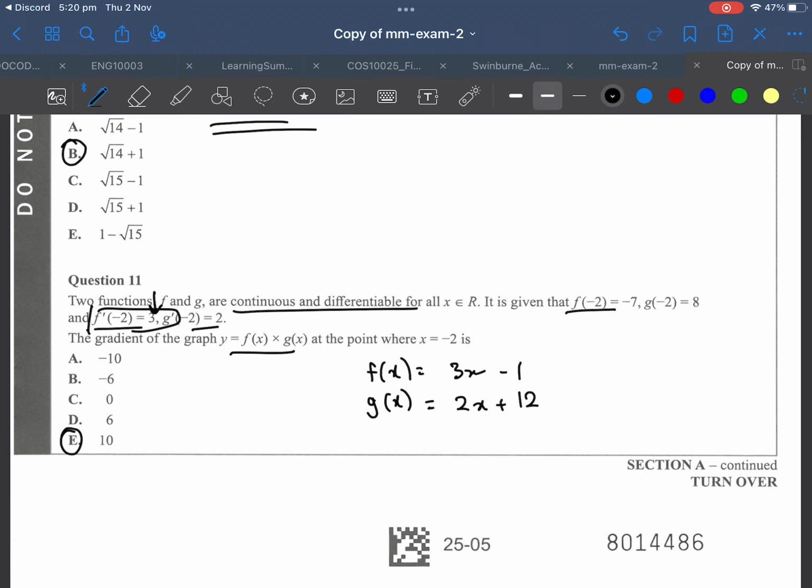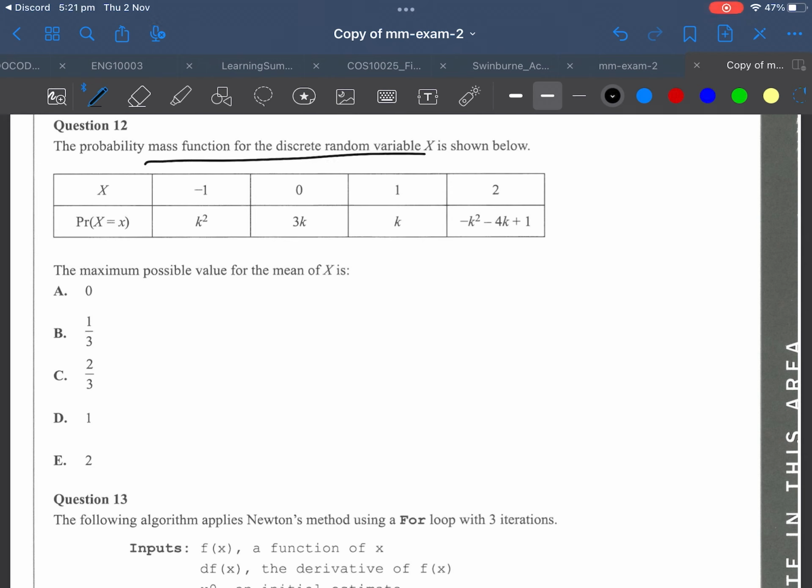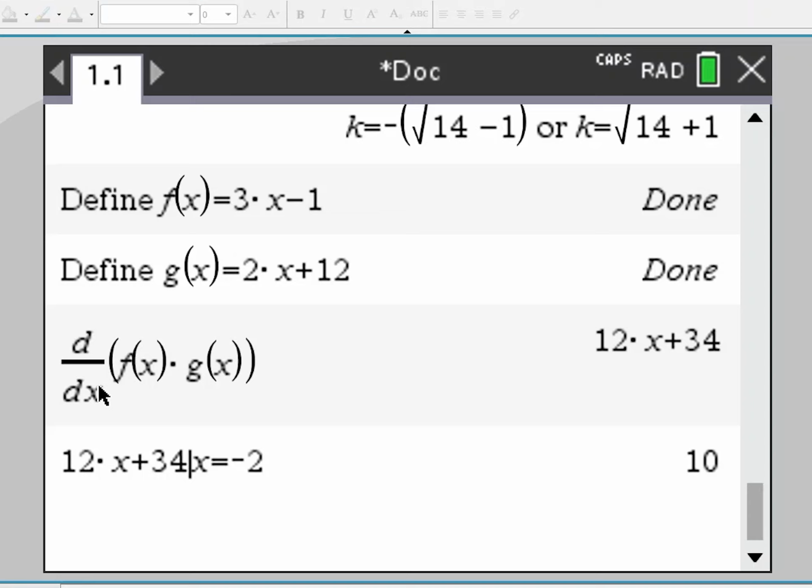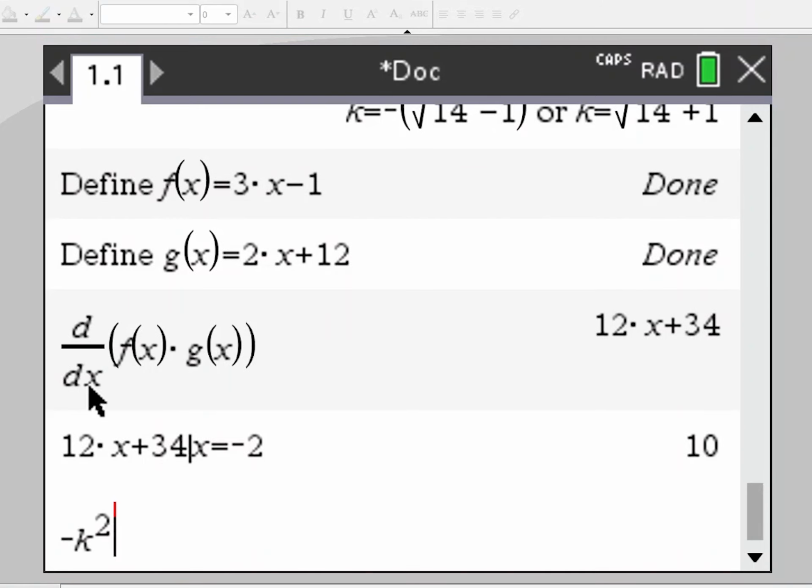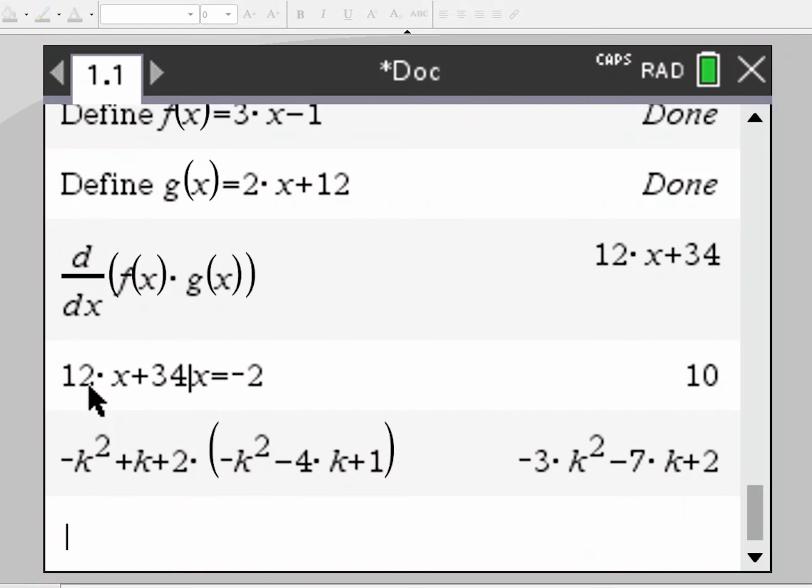Alright, moving on. The probability mass function for the discrete random variable is shown below. The maximum possible value for the mean of x is... Okay, so our mean is going to be defined by (-k squared plus k plus 2) times... -k squared minus 4k plus 1. I'm just going to add all of this in CAS because I don't trust myself doing all the algebra. I can make silly mistakes and I do not want that. So that plus 2 times (-k squared minus 4 times k plus 1), and enter. So this is what we get as our mean function: -3k squared minus 7k plus 2.